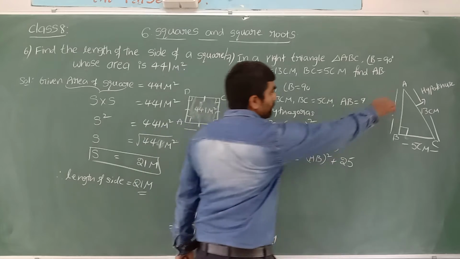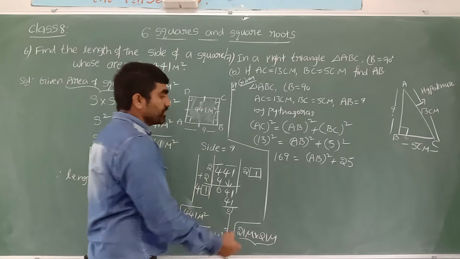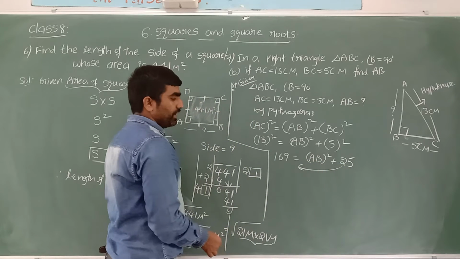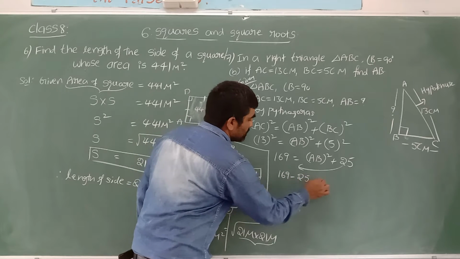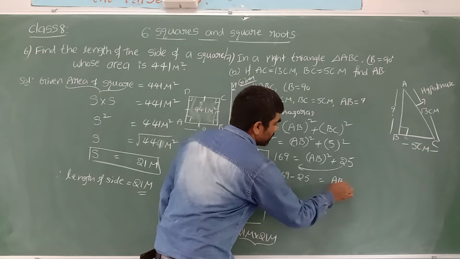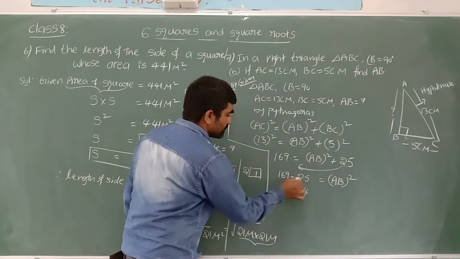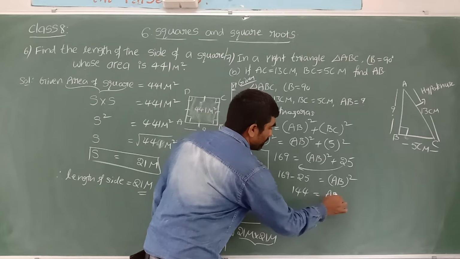So to know the length of AB, we will apply method of transposing. First you take the plus 25 and transpose to LHS. 169 minus 25 is equal to how much? AB square. Simplify: 9 minus 5, 4. 6 minus 2, 4. Here 1 left. 144 is equal to AB square.